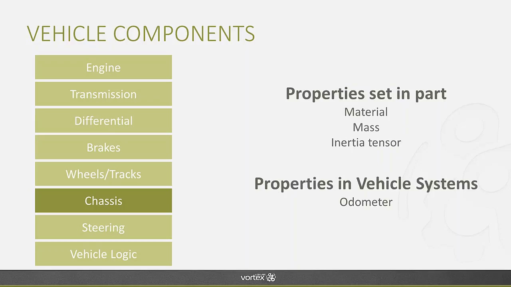The chassis is different from other vehicle system components in that it is mostly set in a standard Vortex part. That's where you'll define the collision geometry, the material, the mass, the inertia tensor. But it is something that is part of the core rigid body dynamics of the Vortex software solution. You can, however, set in the vehicle system the odometer that is used on your vehicle, and you can set a starting odometer value, and then you can track the distance that has been driven by your vehicle using that same odometer.